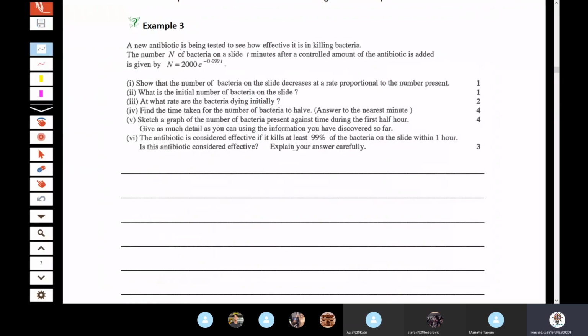A new antibiotic is being tested to see how effective it is in killing bacteria. The number n of bacteria on a slide t minutes after a controlled amount of the antibiotic is added is given by this. So pretty much the formula you're interested in is this. Show that the number of bacteria on the slide decreases at a rate proportional to the number present.